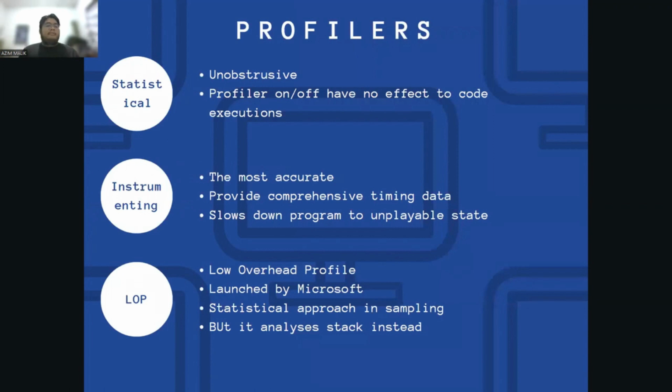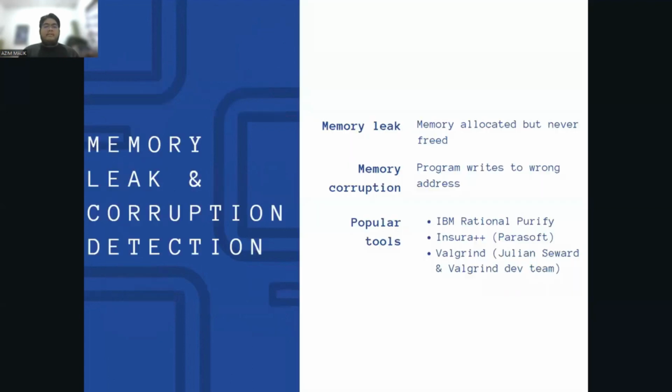And then here we have three types of profilers: statistical, instrumenting, and LOP. Statistical is unobtrusive and does not have any effect on our game. Instrumenting is the most accurate, but it makes the game slow down to an unplayable state. And then we have LOP, which is launched by Microsoft, using a statistical approach, but it analyzes tags instead.